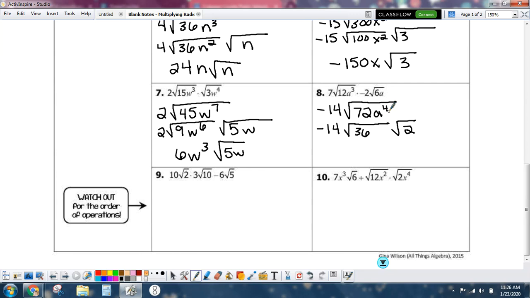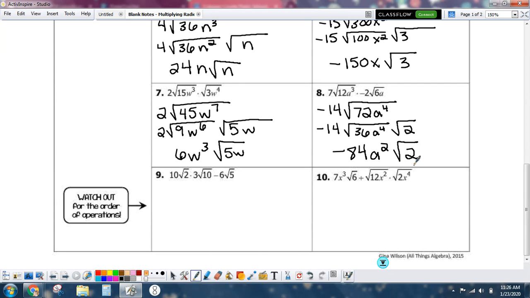And then 8 to the 4th is a perfect square, so I'm going to go ahead and put that under the left side. I can go ahead and simplify this and do 6 times negative 14, which is negative 84, a squared, square roots of 2.